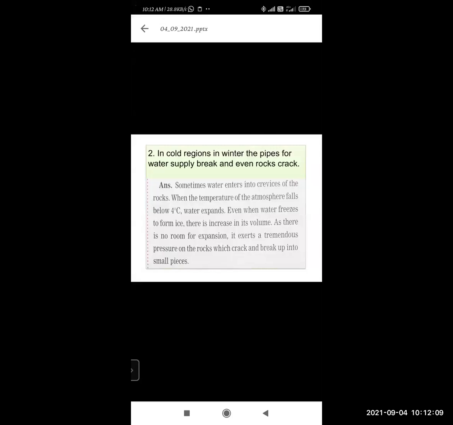Both the questions are very important. They can be asked for the give reason. Such type of questions can be asked for the give reason. So understood what is the answer for this. Now one more question is given. See what is the second question. In cold regions in winter, the pipes for water supply break and even rocks crack. So see what is the answer for this.